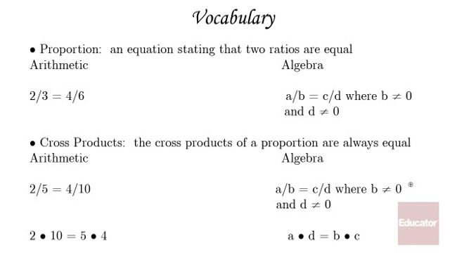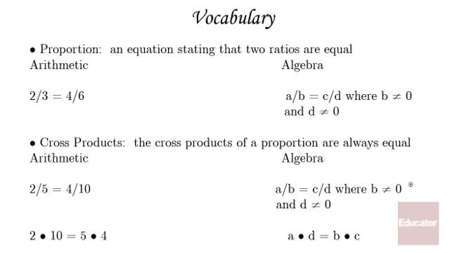So for example, 2 over 3 is equal to 4 over 6. You may have also seen this in equivalent fractions. Two ratios that are equal are also equivalent fractions. And in algebra, this would be A over B equals C over D, where B does not equal 0 and D does not equal 0. Remember that denominators are undefined as 0.